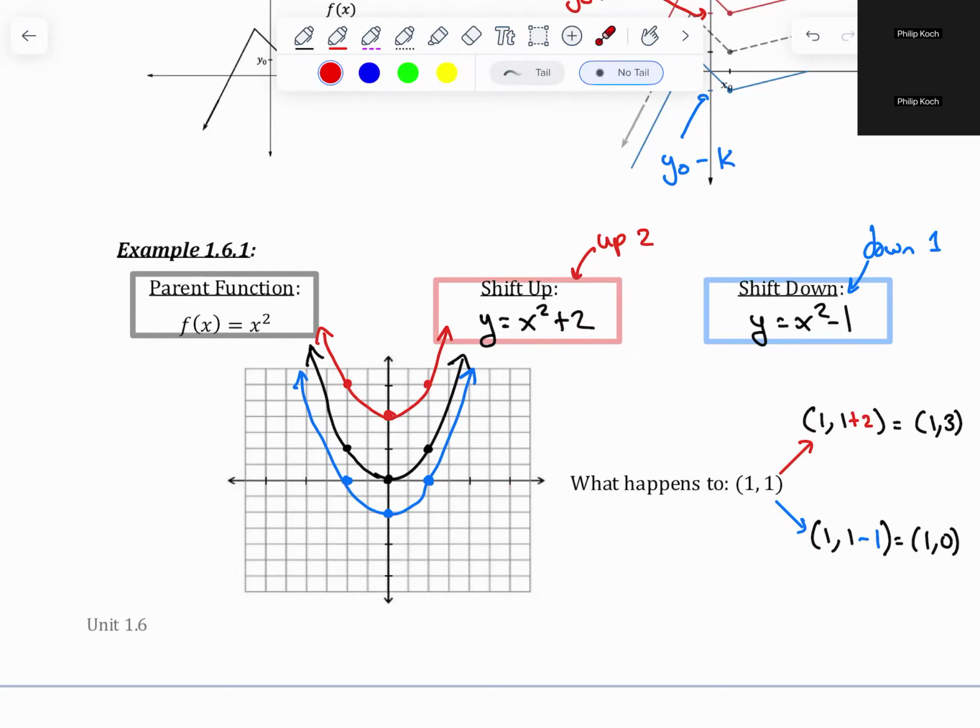And that's a linear transformation. It's just moving it up or moving it down. Nothing else changes.